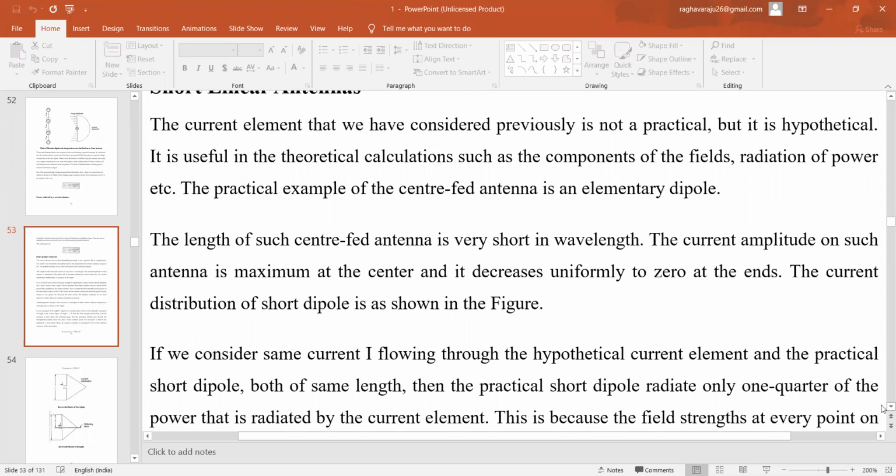The current element that we have considered previously is not practical, it is a hypothetical value. So it is useful in theoretical calculations such as components of the fields, radiation of the power, etc. The practical example of a center-fed antenna is an elementary dipole.